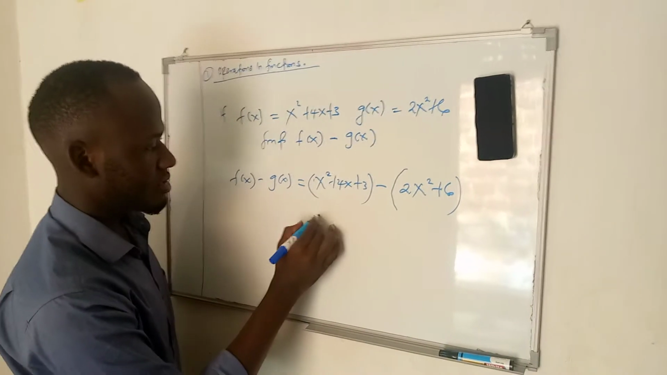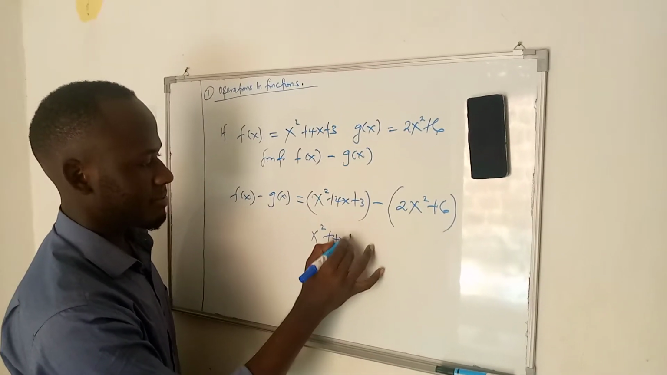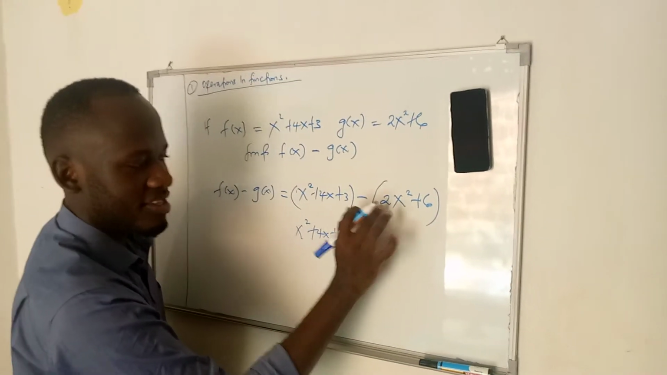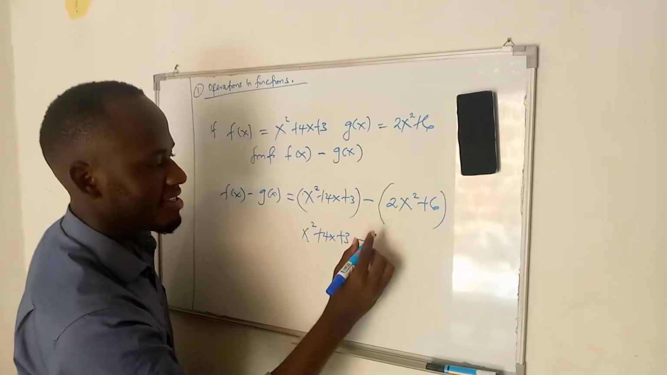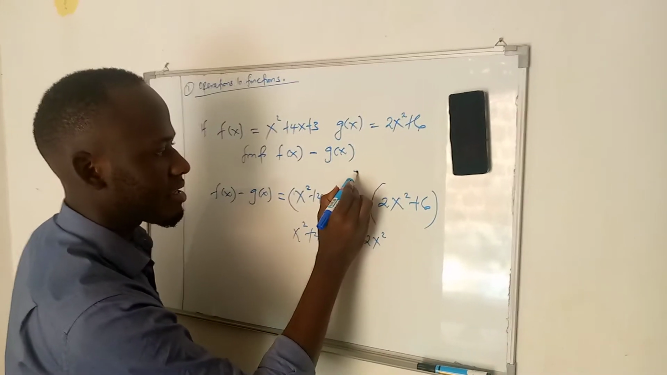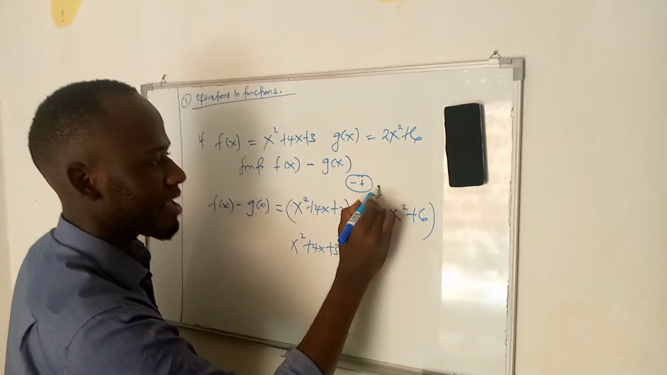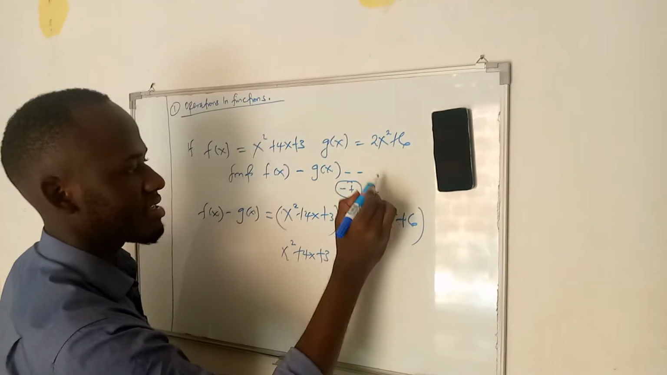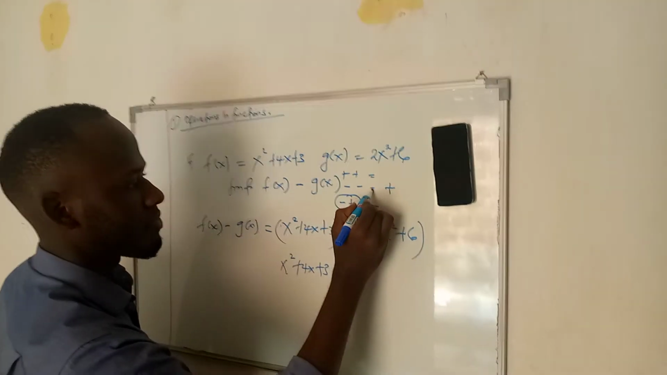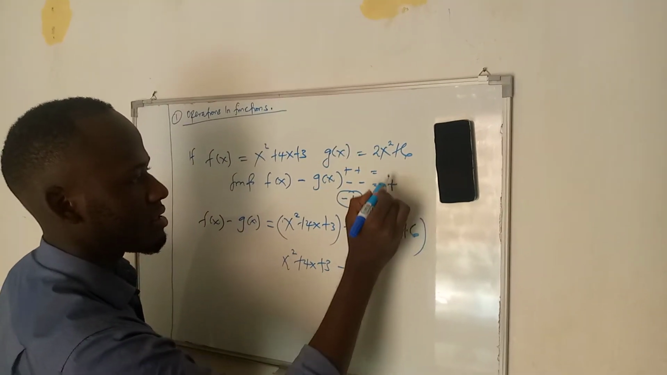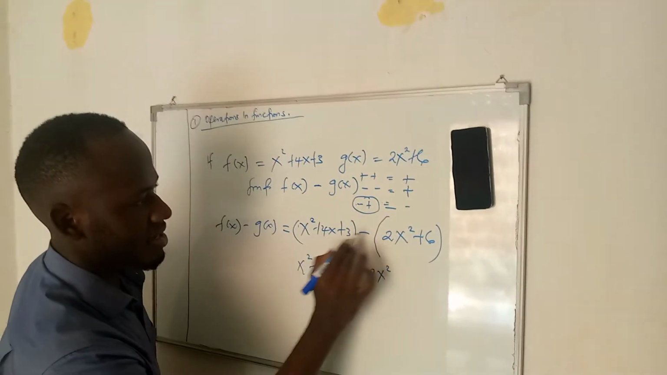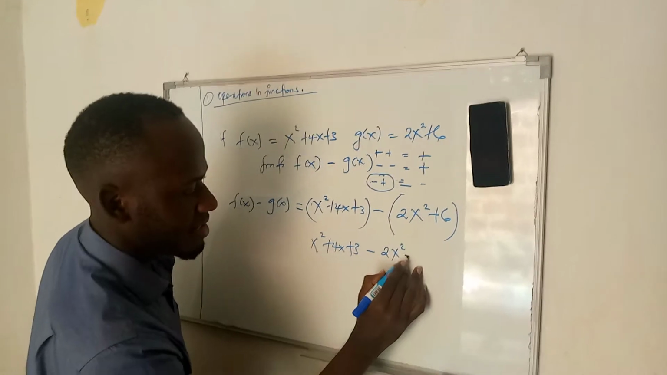So we shall have x squared plus 4x plus 3, minus, and this minus will have to affect the 2x squared here. When you have a minus and a plus, it will give you a minus, and when you have a minus and a minus, it will give you a plus. When you have a plus and a plus, this will give you a plus still. So here we have a minus and a plus. That means it will give us a minus. So we shall have minus 6.